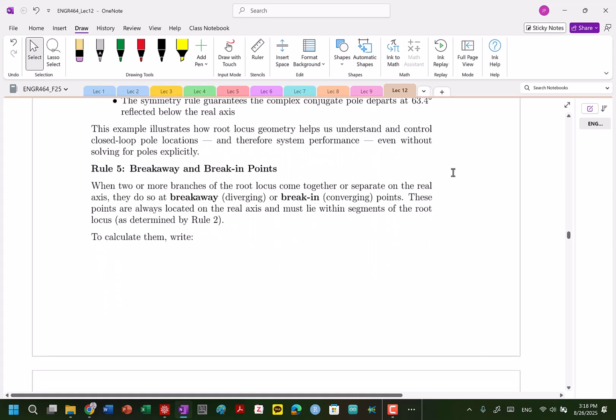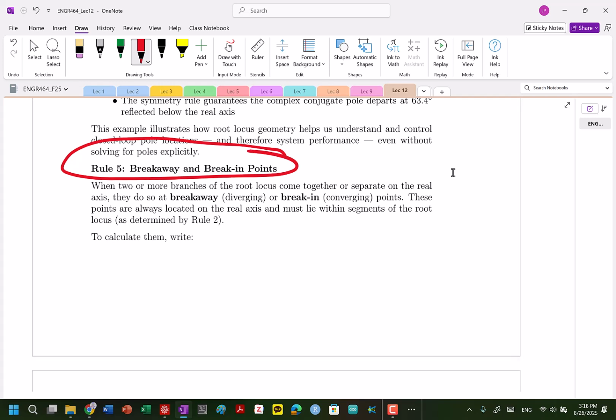So next time we're going to get into rule 5, which is one last rule, which is the breakaway, break-in point. But this is a good example to look at rules 0 through 4.